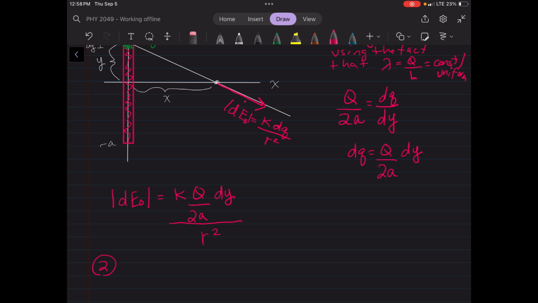And so now the second thing we need to do, the second step, in order to turn this into a function we can integrate, we need to figure out what r is, right? R is a variable that represents a distance. R does not really have any meaning in the xy coordinate system. So we need to turn r into a distance in the xy coordinate system.